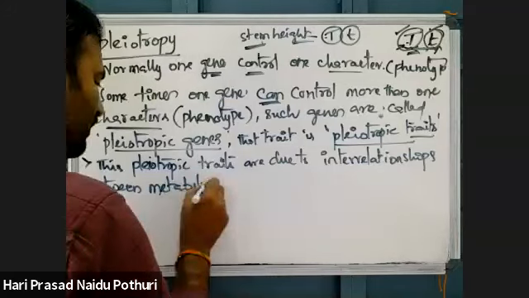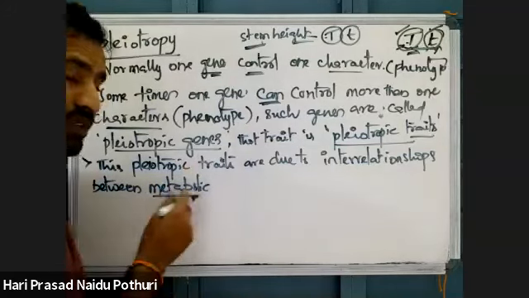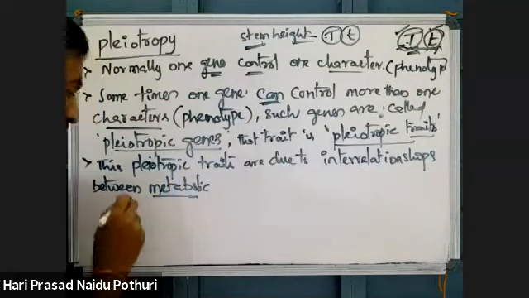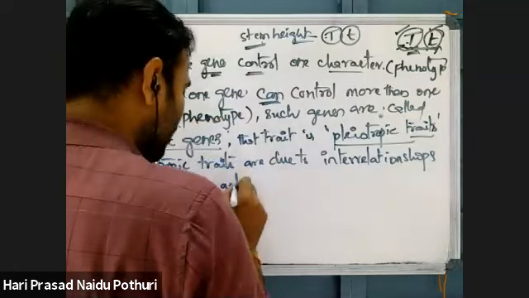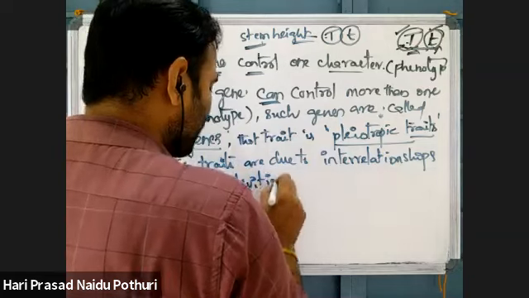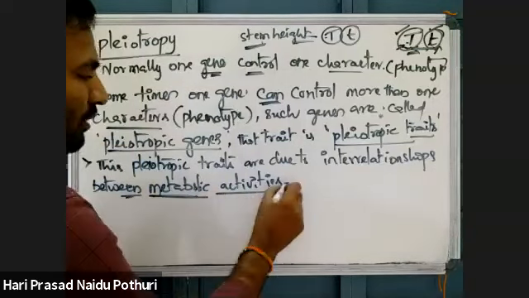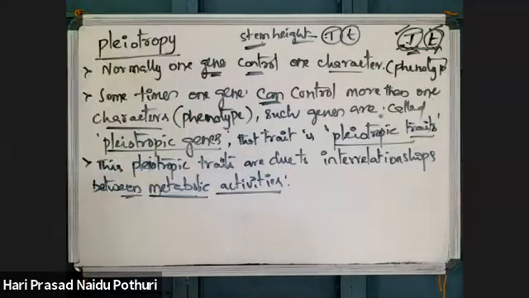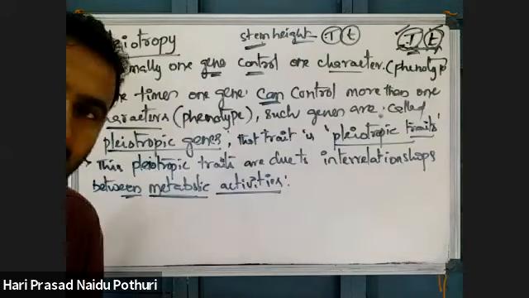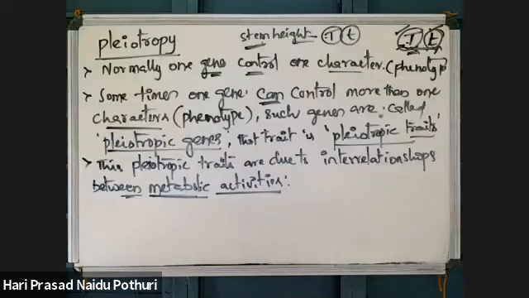If one gene is related to one metabolic activity, its phenotype will be expressed. If it is related to another metabolic activity, then it will express another phenotype also. One metabolic activity is expressing one phenotype. Another metabolic activity is expressing another phenotype. But a pleiotropic gene is influencing both metabolic activities, which means both phenotype characters will be shown. Okay?